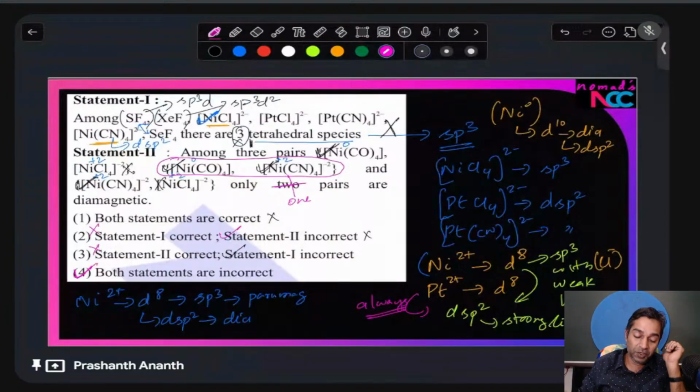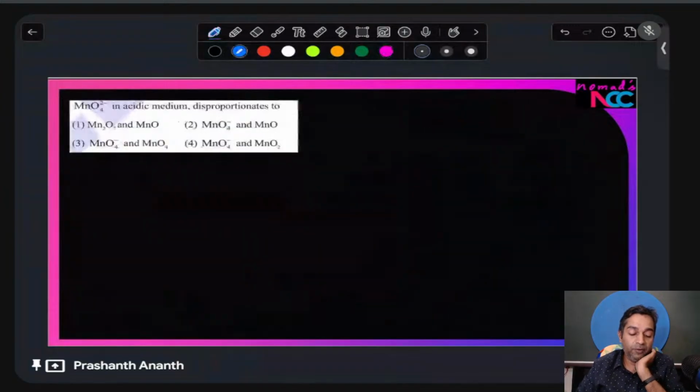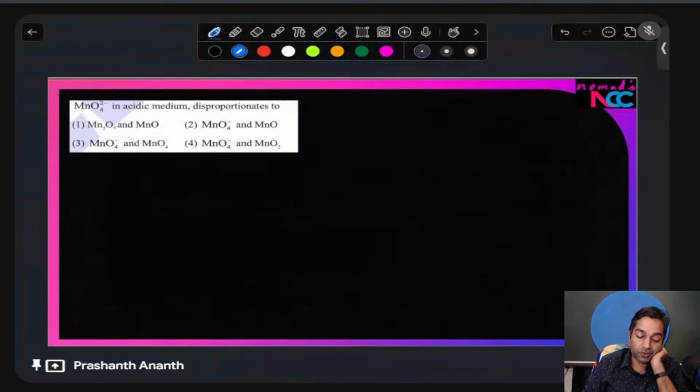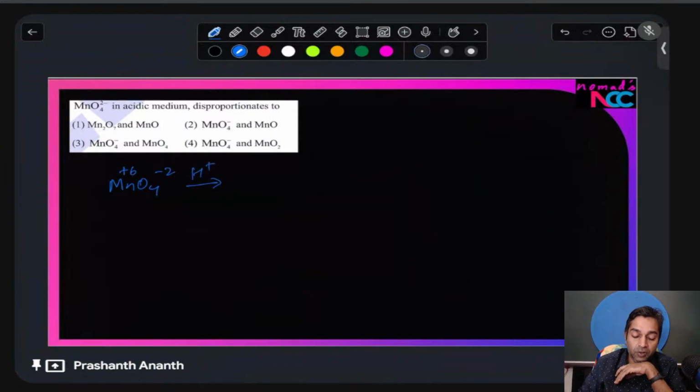So let's go for the next one. This should work out comfortably. It seems like a very straightforward and simple question. MnO4 2 minus in acidic medium disproportionates to. This is a very straightforward disproportionation reaction. MnO4 2 minus is in +6 oxidation state. When it is in acidic medium, it will disproportionate to its next higher and its lower oxidation state, which are very stable. So you will end up having MnO4 minus, and MnO2, which comes out as a black precipitate. It's a very straightforward question, so the answer has to be option 4.